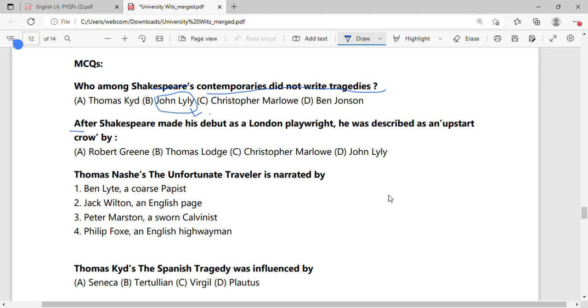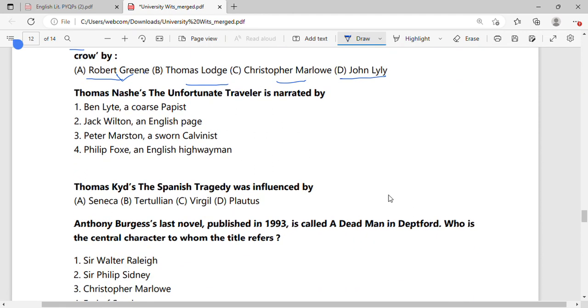After Shakespeare made his debut as a London playwright, he was described as an upstart crow by whom? Robert Greene, Thomas Lodge, Christopher Marlowe? Unnecessarily you are going far away. It was Robert Greene, we all know. Next: Thomas Nash's The Unfortunate Traveller is narrated by, I think that this novel was written in 1594. If I'm right, please let me know in the comment section below. All right, so who narrated that?